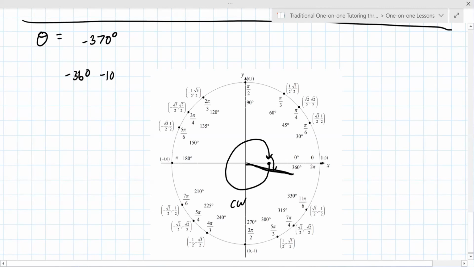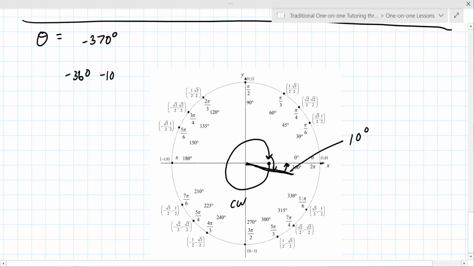So that's where you're at. You're on this thing right here. How much to get back to 360? 10. And again, it's always positive. Reference angles are always positive.